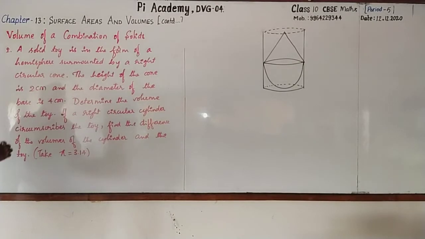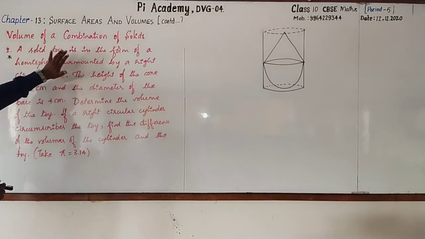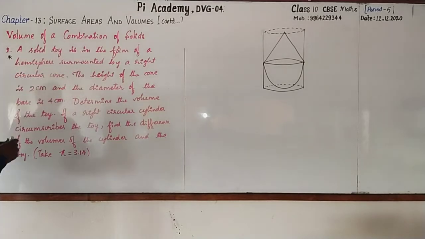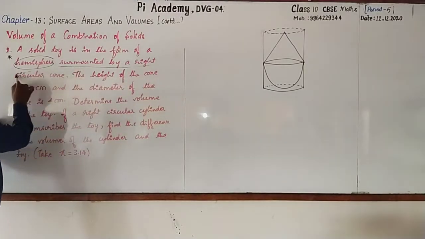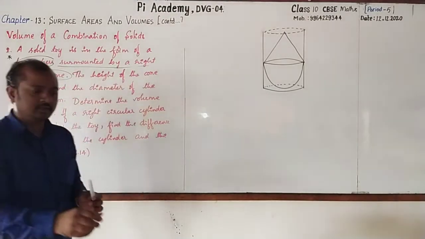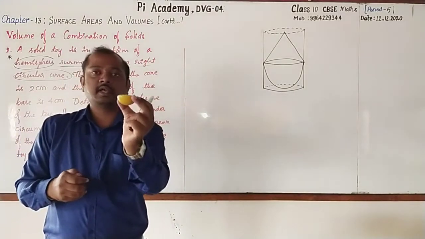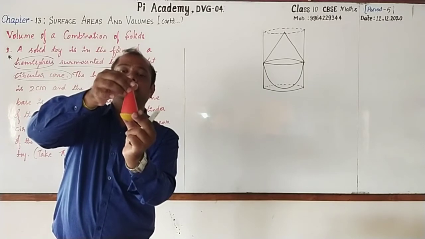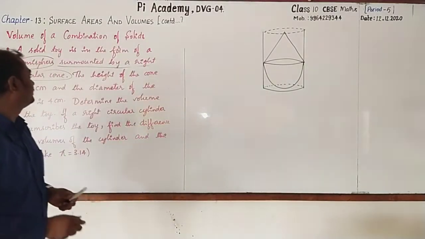Dear students, now we have the second one. It is also very important from the examination point of view. So I am going to put a star mark for this. Go through this. A solid toy is in the form of a hemisphere surmounted by a right circular cone. Like this, this is the hemisphere surmounted by a right circular cone. This is the arrangement.